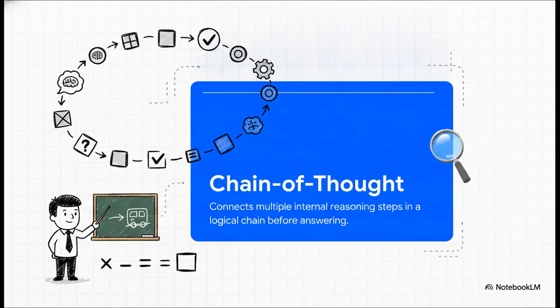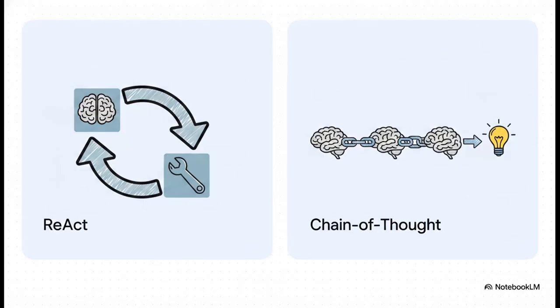If you ask an agent how far a train travels at 60 miles per hour over 3 hours, instead of just blurting out 180, chain of thought forces it to explicitly say, speed equals distance over time, therefore 60 times 3 equals 180. So the crucial point is understanding the difference between the two.